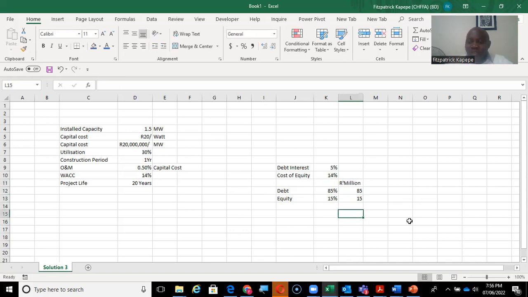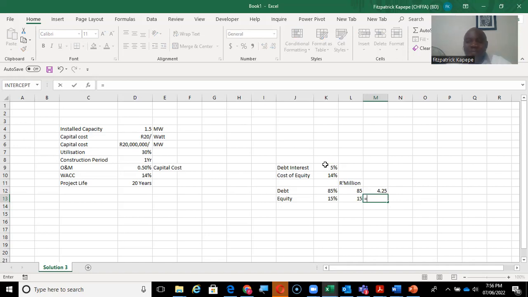So what is going to happen here? First, we'll need to find what is the interest that will be charged if one gets, in Zambia, we're quoting Kwacha, debt of 85 million. So that will be 85 million times the interest, because this is the annual interest which will be charged for you having sourced debt financing. So that will be 4.25 per year.